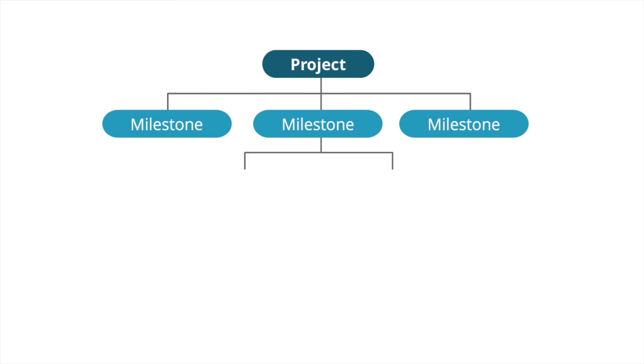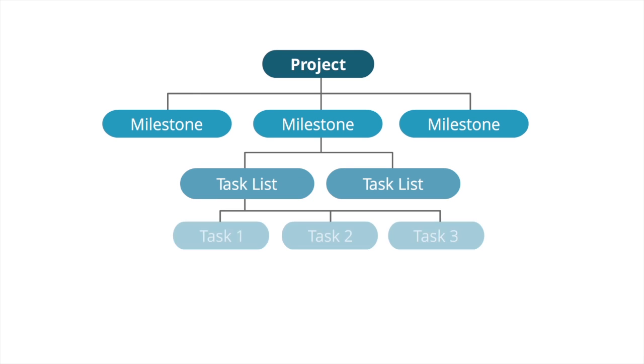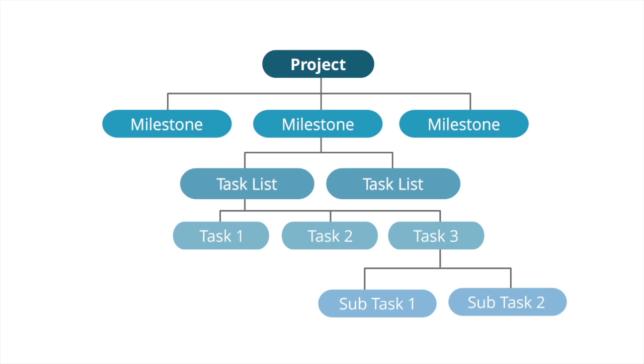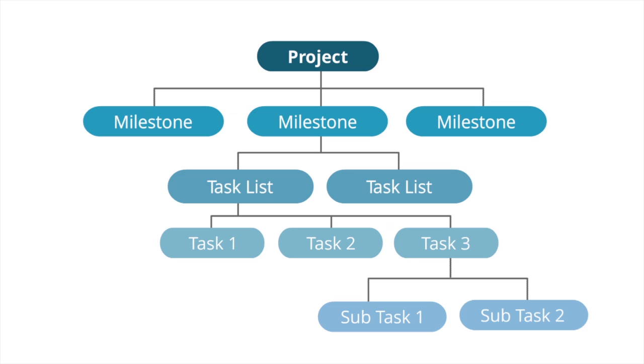Take a look at this flowchart. It should help you understand how the milestones and tasks and subtasks get added in a project. A project has milestones, and under these come task lists, which contain the tasks you add and assign.